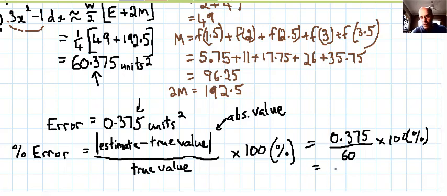Okay, so I get 0.625%. That's less than 1%. It's not 62.5%, that's 0.625 of 1%. So that's a very small error in the area calculation. So that one worked quite well. And I think what helped there was that there were 6 strips, and that's not a bad number of strips for that sort of function.